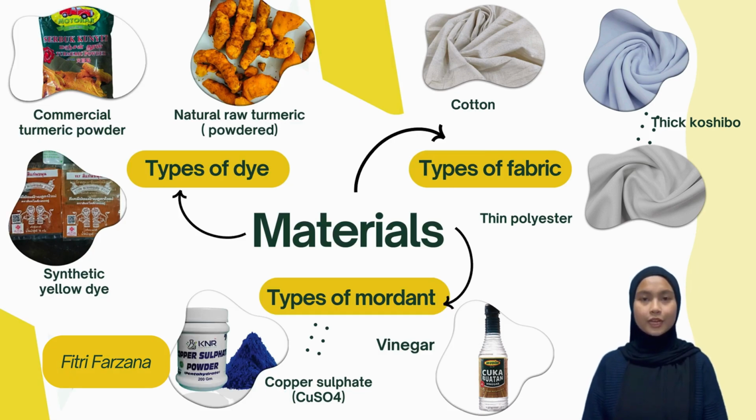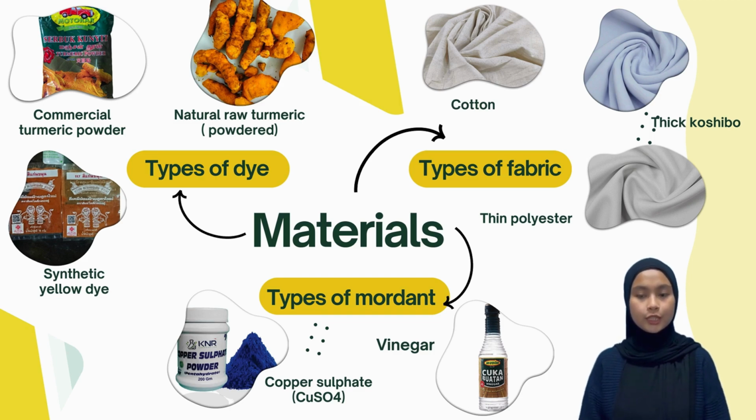Now, let's start with the materials. For this study, we work with 3 types of dyes, which are natural dye derived from fresh turmeric, commercial powder turmeric, and also synthetic leather dye, to spot the difference between each type of dye, whether the color stain will last better or not.